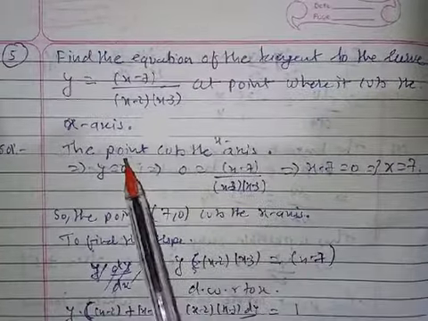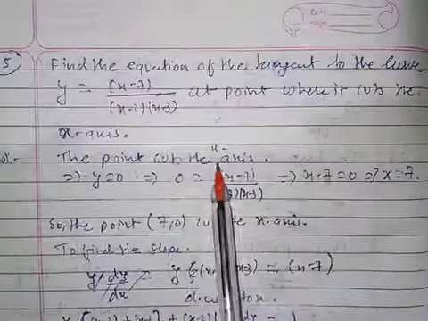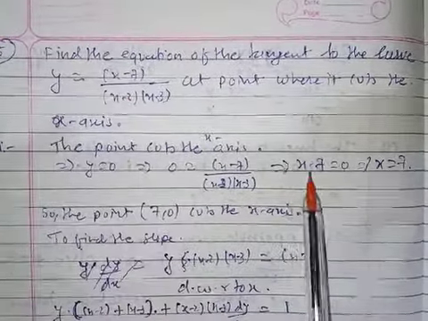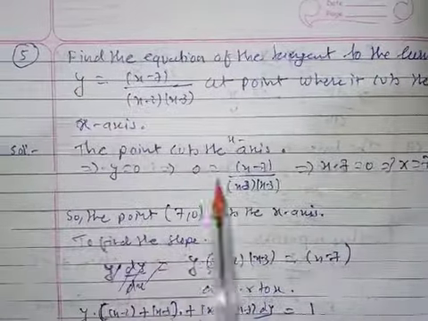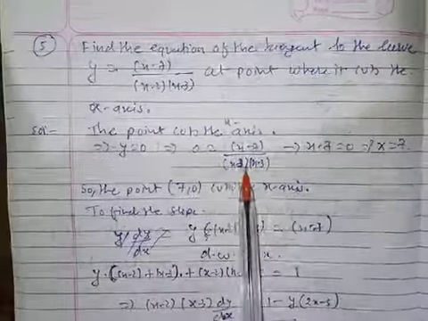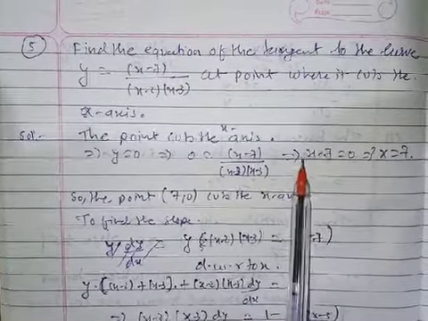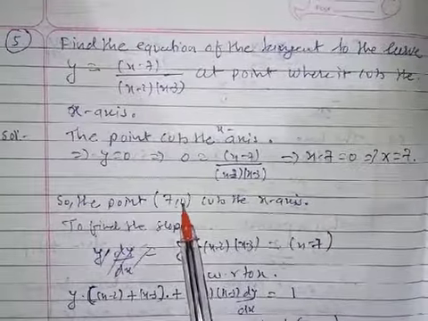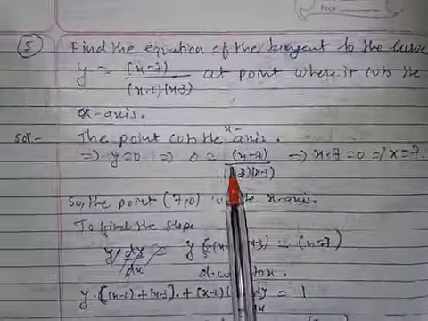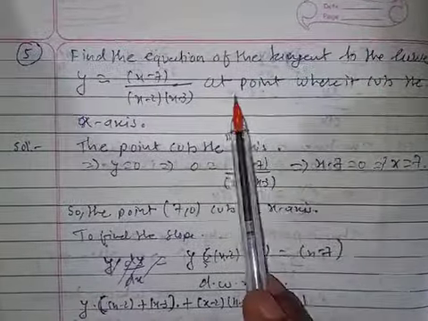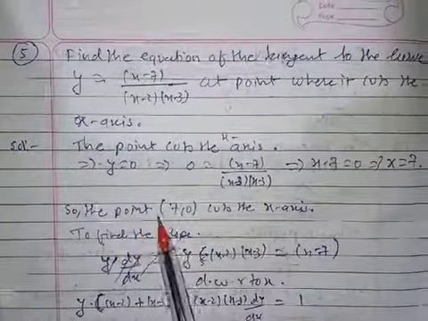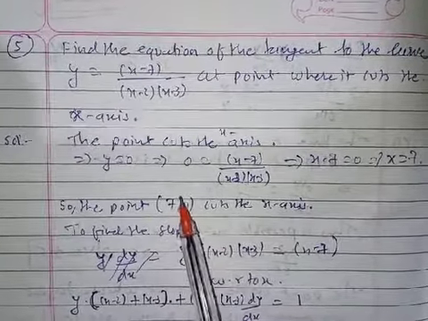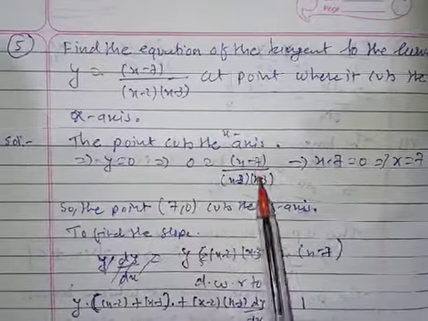So the point where it cuts the x-axis, it means the y coordinate is 0. So this is equated to 0. So x minus 2 into x minus 3 into 0 is 0, which implies x minus 7 is equal to 0. So x is equal to 7. So the curve cuts the x-axis at the point 7, 0. So we got x and y. Now we only need to find what? The slope. Then we'll get the equation.